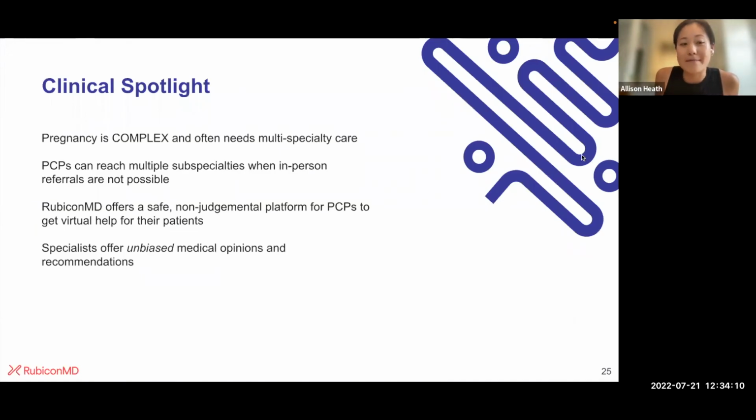So overall, pregnancy is complex and it often needs multi-specialty care. And I think everybody already knows that using this platform on Rubicon, primary care providers can reach multiple specialties, especially when in-person referrals are not possible, when you don't have a super specialized person like a hepatologist or an MFM nearby. And I just want to mention that all physicians, healthcare workers, NPs, PAs start their practice in clinical medicine by taking an oath called the Hippocratic Oath. And it's a code of ethics, essentially.